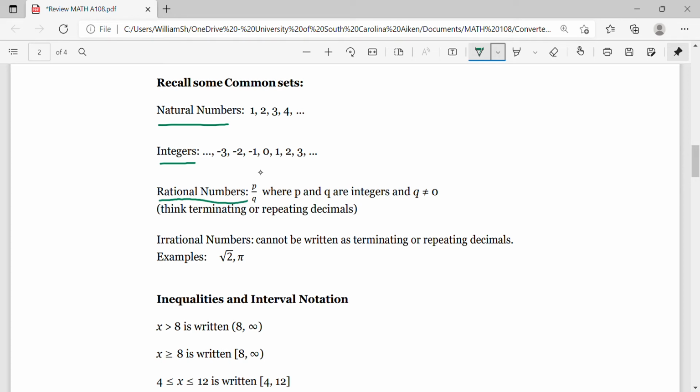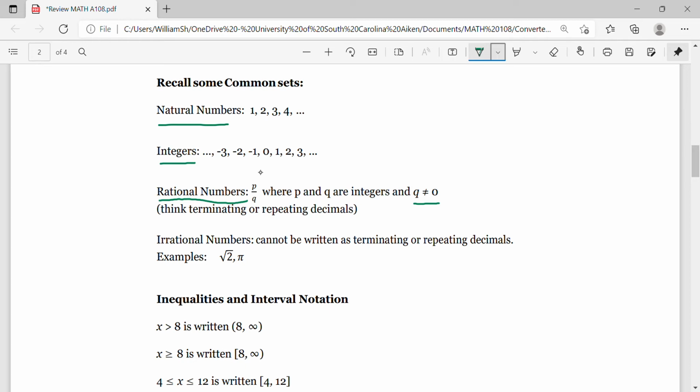Now one you should also know are rational numbers. Rational numbers can be written as P over Q, where P and Q are integers, and Q, most importantly, is not equal to 0. So what we like to think are terminating or repeating decimals, basically anything that you could rewrite as a fraction.